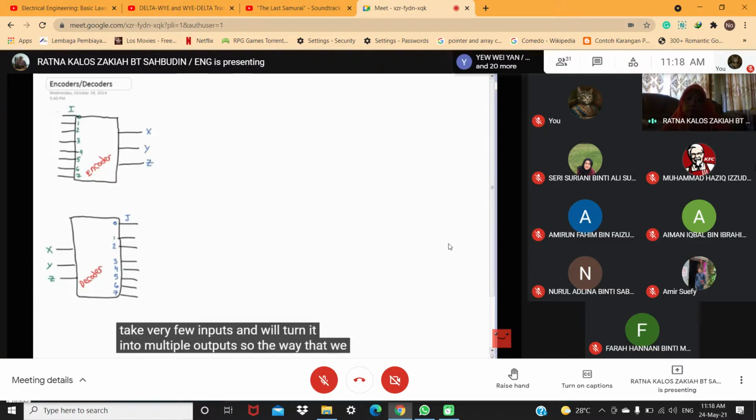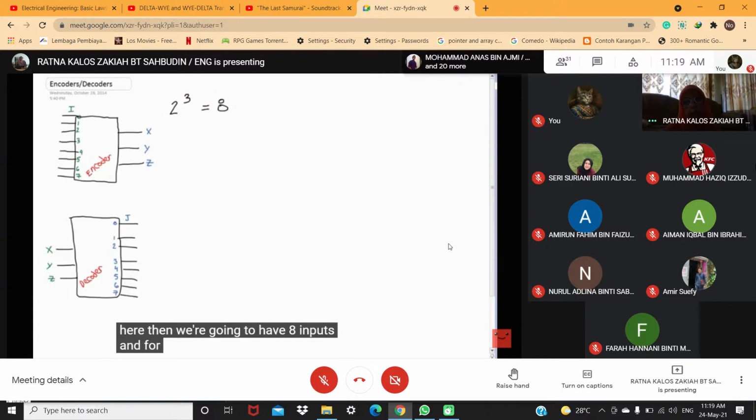So the way that we find out how many I variables or j variables there are is with the number of x, y, z variable type things that we have. If we have x, y, and z, that means that we have 3 variables coming out of here. What's 2 to the power of 3? That's 8. So in terms of an encoder, if we have 3 outputs here, then we're going to have 8 inputs. And for the decoder, if we have 3 inputs, then we'll have 8 outputs.